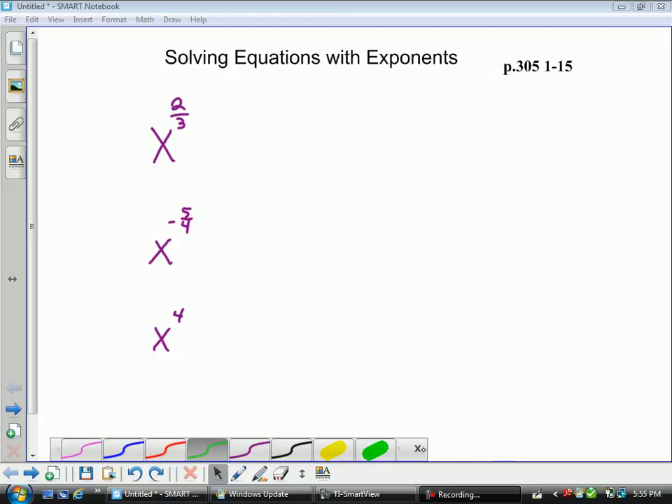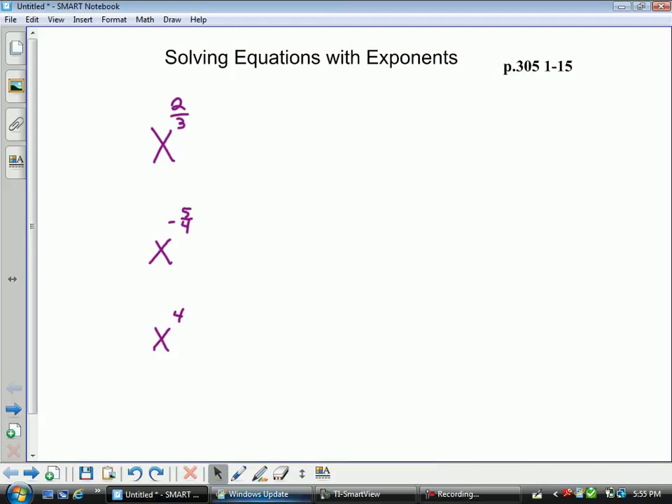Hey guys, here's a quick lesson on how to do the homework on page 305, 1 through 15. Before we go on solving equations with exponents, I just want to follow through with the concept.